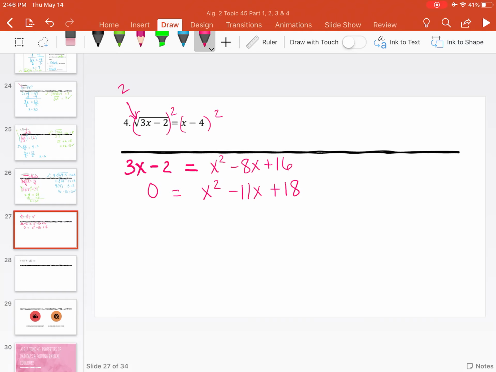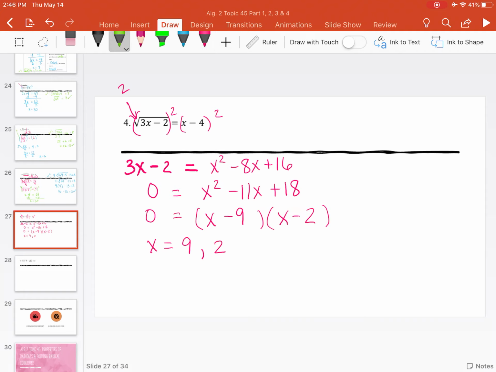Now in order to solve, I can factor. So 0 equals 2 factors. These 2 factors need to multiply together to get positive 18, but add together to get negative 11. So I will have x minus 9 and x minus 2. Using the zero product property, x could either be positive 9 or positive 2.